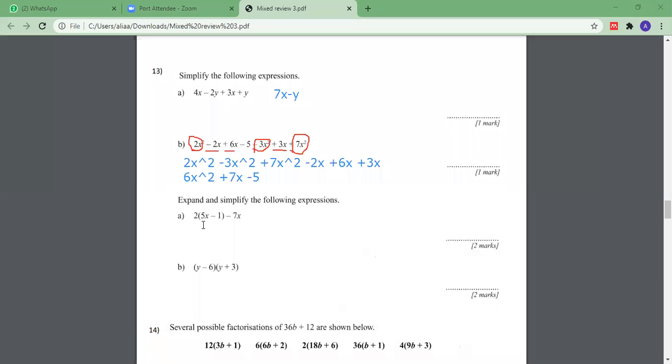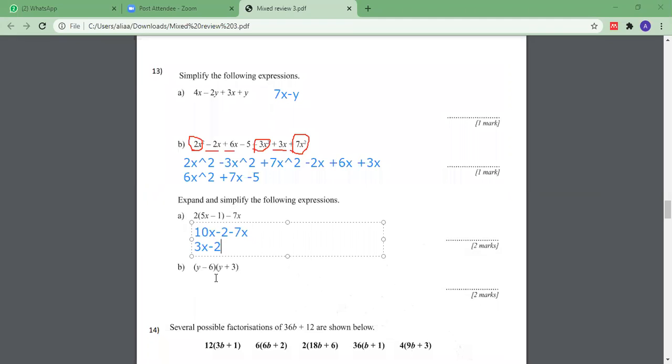Okay, in expanding brackets, I will expand the bracket first. 2 multiply 5x will be 10x minus 2 minus 7x. Collecting like terms will be 3x minus 2.